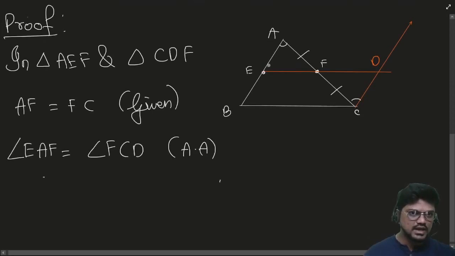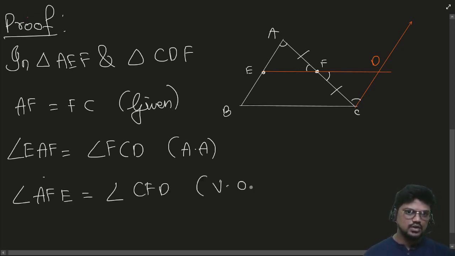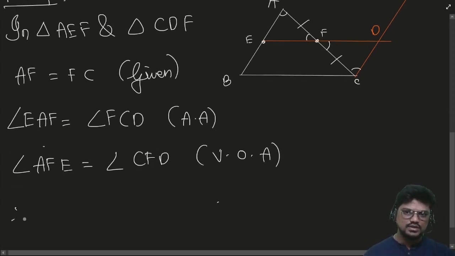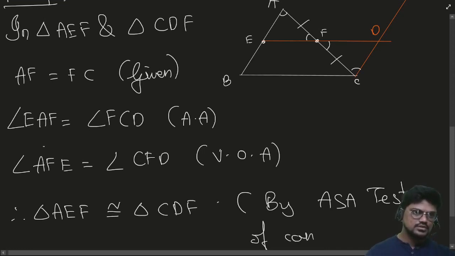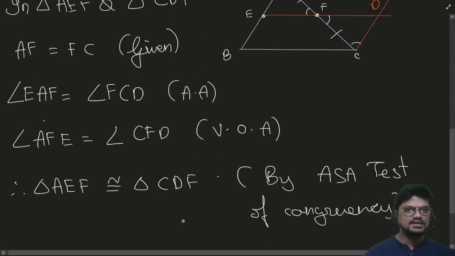After that, this angle will be equal to this angle. Why? Vertically opposite angles. That is, angle AFE is equal to angle CFD, vertically opposite angles. Therefore, triangle AEF is congruent to triangle CDF by the ASA test of congruency. The two triangles are congruent by ASA test of congruency.